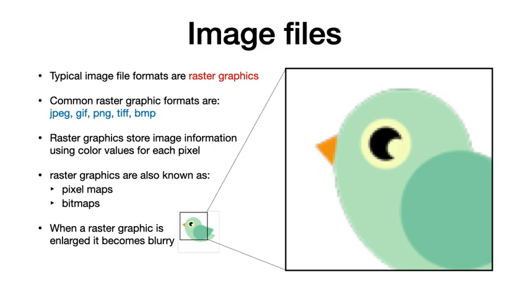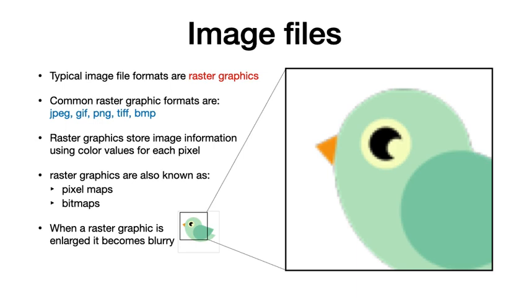The way raster graphics work is that they store image information using color values for each little piece of the image. So the raster graphic divides the picture into very small squares or pixels, and then keeps a number that tells us which color we should make that pixel. Raster graphics are also known as pixel maps or bitmaps.